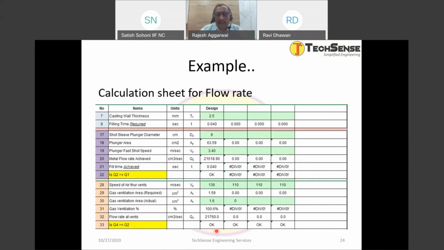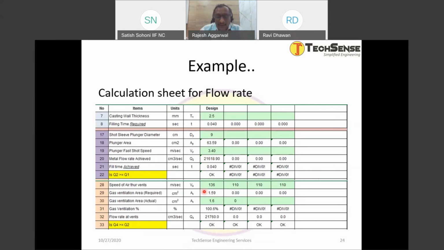Are you able to grab my point? As the Q2 increases, Q4 also must be more than Q2. Means what? Your requirement of venting area will also increase. Means what? You need more venting area with the same die.